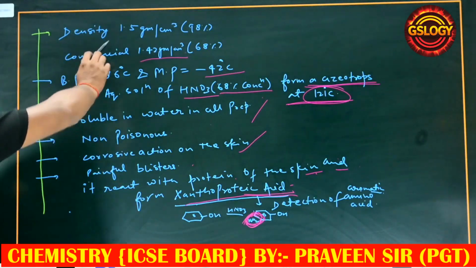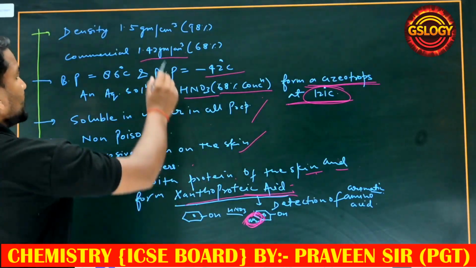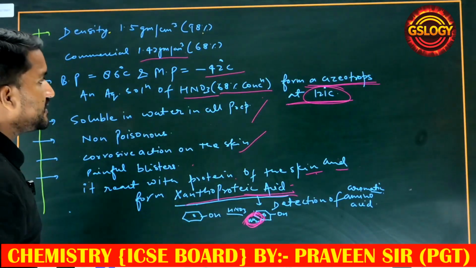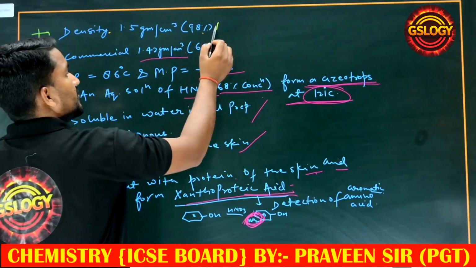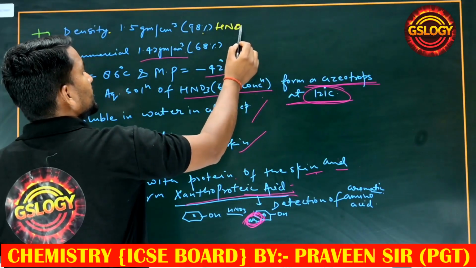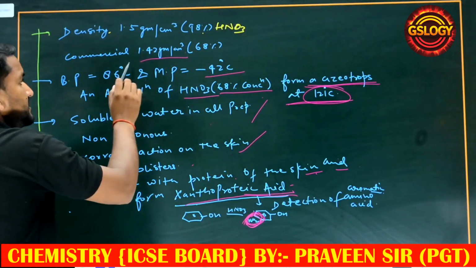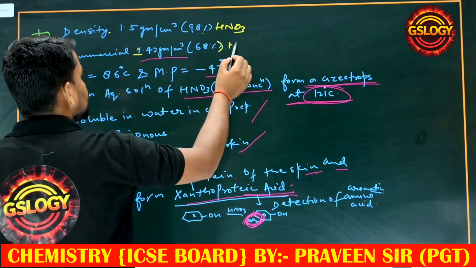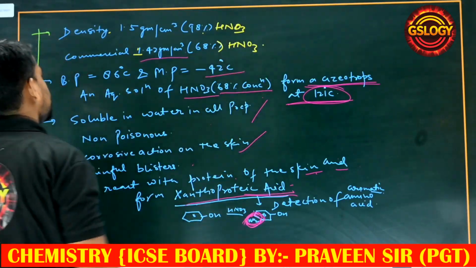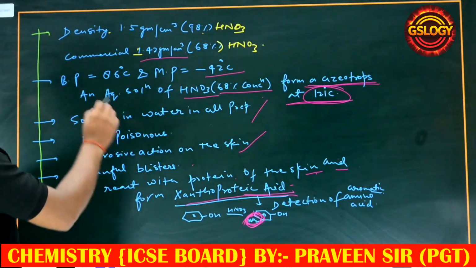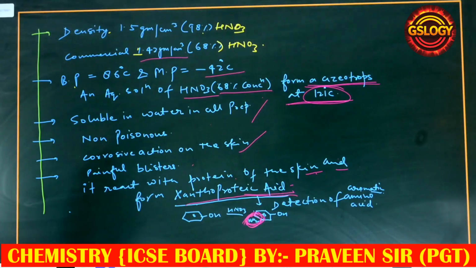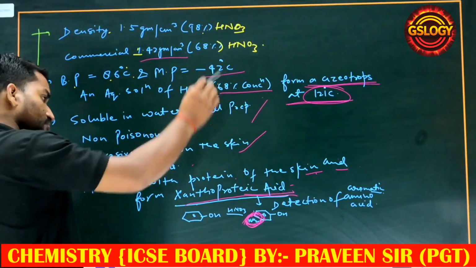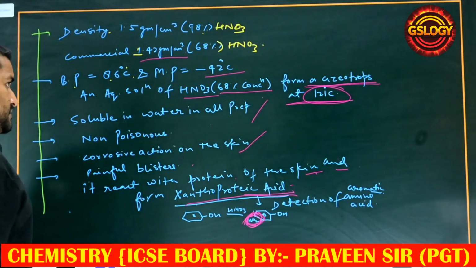The density of 98% concentrated nitric acid is 1.5 gram per centimeter cube, and the commercial 68% nitric acid has a density of 1.42 gram per centimeter cube. The boiling point of nitric acid is 86 degrees Celsius, and the melting point is minus 42 degrees Celsius.